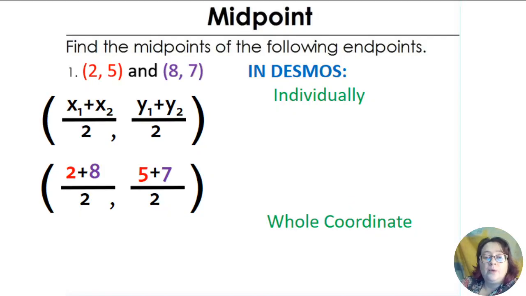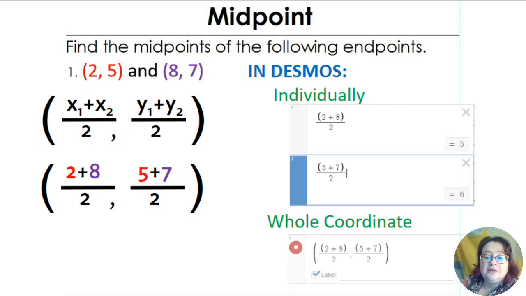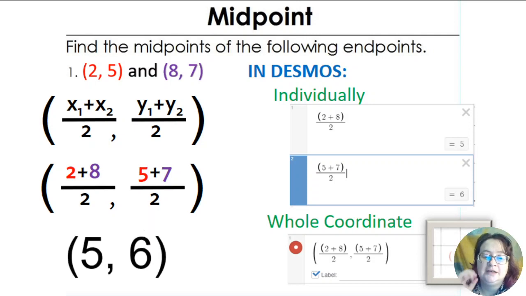So we had our two methods. We can do it individually, or we can do the entire coordinate at the same time. Both ways get us the same answer of (5, 6), but the whole coordinate also graphs it for us at the same time.